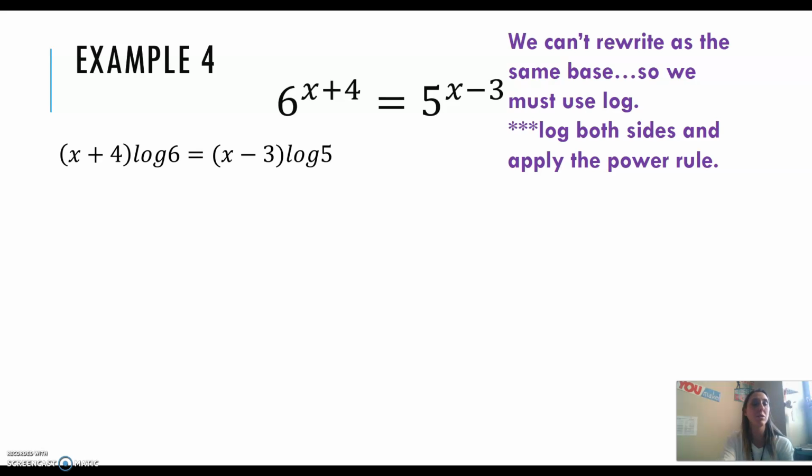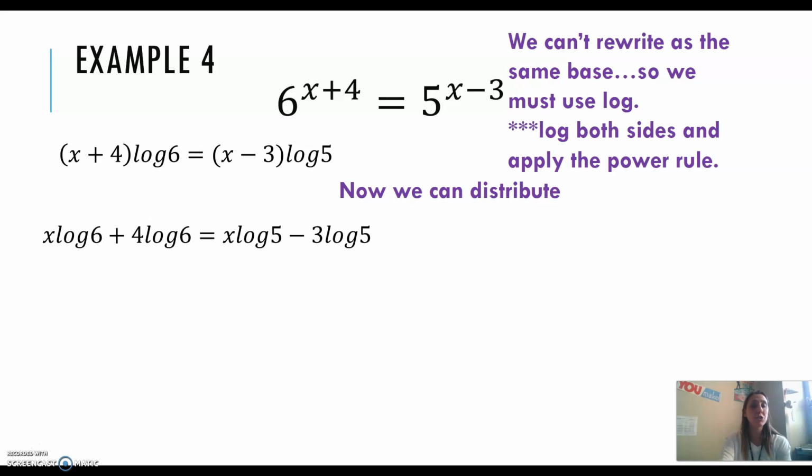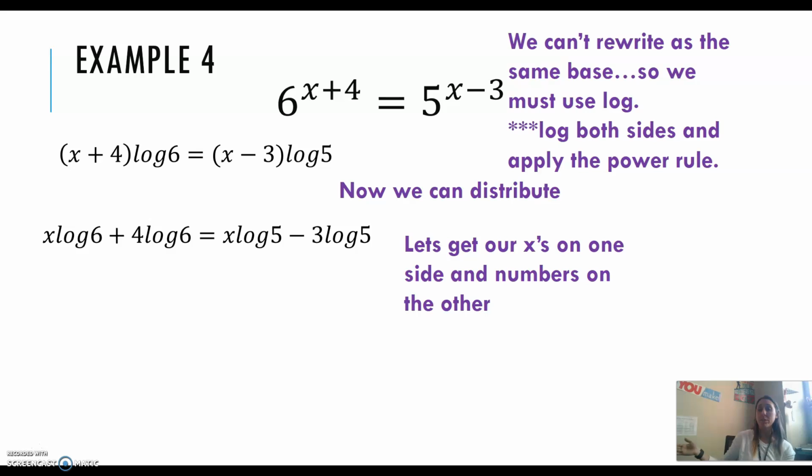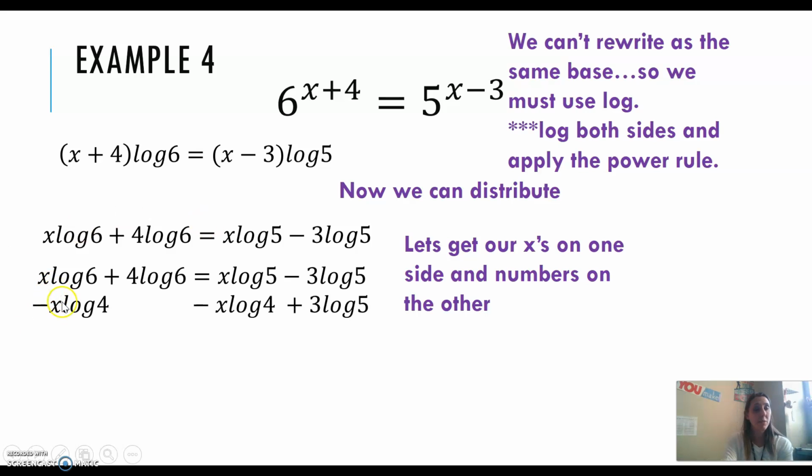apply the power rule. This time, I'm going to have to distribute x times log 6 and 4 times log 6, but I've also got to do that on this side. So x times log 5 and negative 3 times log 5. So now we can distribute that. We need to get all of our x's on one side and all of our numbers on the other.